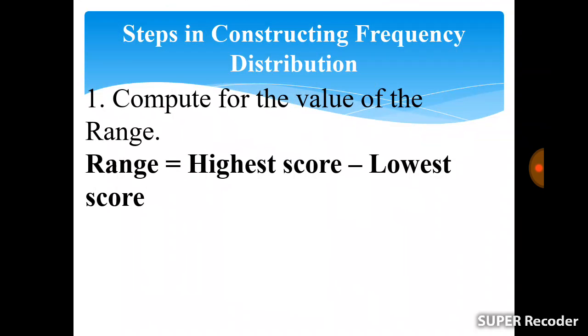So if you're going to construct a frequency distribution table or frequency distribution, here are some steps we need to consider. First, we need to compute for the value of range. Okay, so range is defined as the difference of the highest score and the lowest score. So it is determined by the formula range, which is equal to the highest score minus the lowest score.